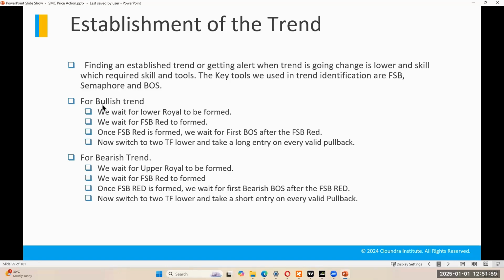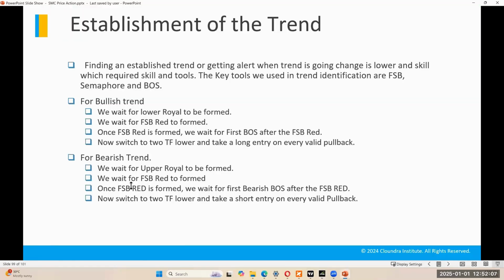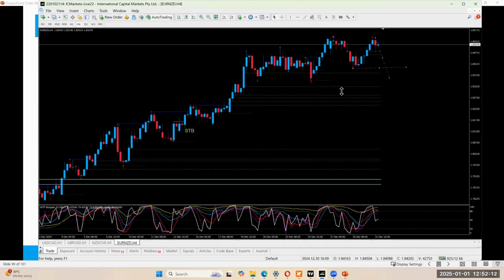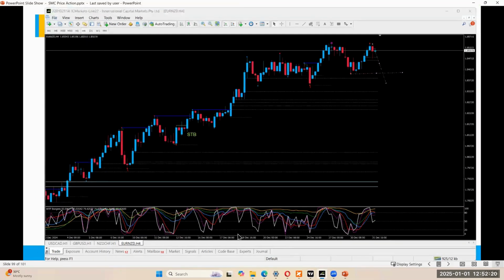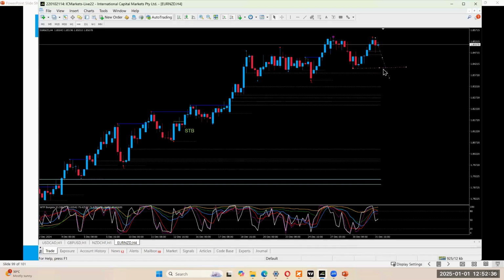Now, what we do here for the bearish trend, we wait for the upper royal to be formed. So in this case, you can see that this is formed. And the second one, we wait for the FSB red to be formed. So the FSB red is done right up here, you have already come below the 50%, 80%. So that's confirmed. The other thing we are waiting for is the first bearish break of the structure. That's the part we are waiting for. Once we have done this one, then we shift to the lower time frame and take a short on every valid pullback. So this third thing is not happening just yet.